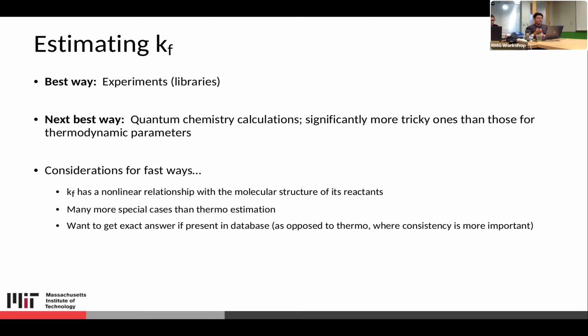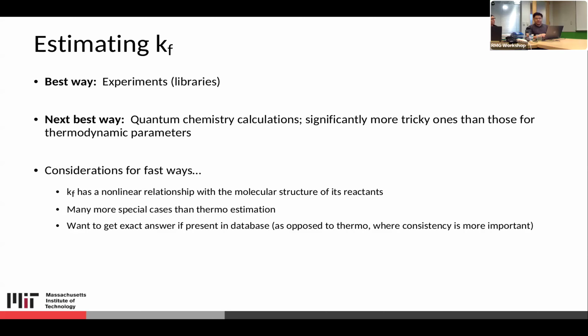And when we're thinking about how to extend this to fast prediction, there are some things that make it more difficult than thermo. For example, the relationship between the structures and the rate coefficients is really nonlinear, and so you can't do this group additivity approach very well. There are a lot more special cases also, where just having a slight difference in your structure can lead to a huge change in rate. And you usually want to get more of an exact answer if possible, because ultimately you want to determine the time evolution of your system, as opposed to thermo, where consistency may be more important.